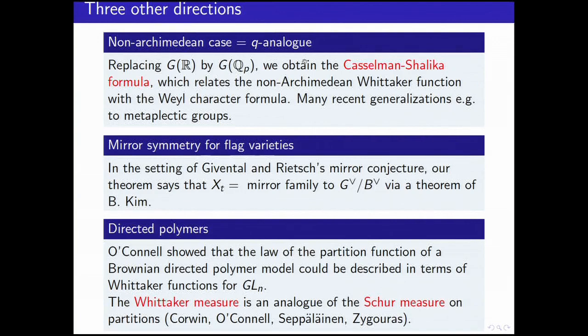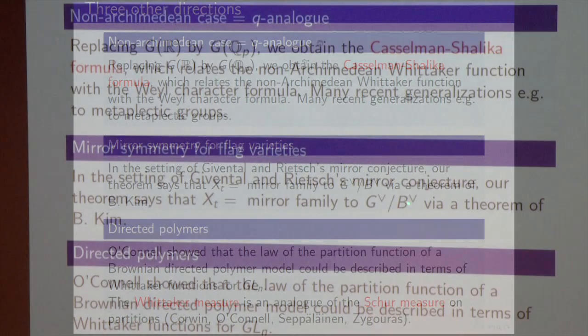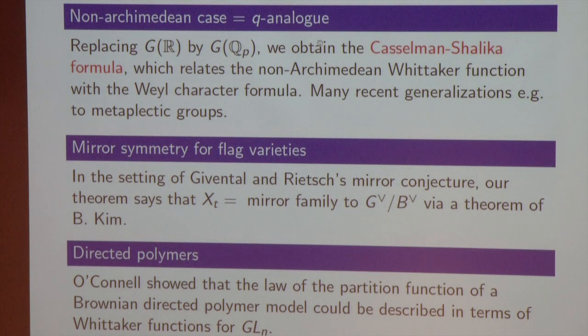But in the setting of Givental's mirror symmetry conjecture, the theorem I stated says that X sub T, thought of as a family over T, is the mirror family to the Langlands dual flag variety. And that's because earlier Kim had proved that the quantum D-module, which is a quantization of the quantum cohomology of G check mod B check, was given by this quantum Toda lattice. And what Givental had conjectured is that if you write down the quantum D-module, then you can write down solutions to this quantum D-module as integrals over some cycles in the mirror family.